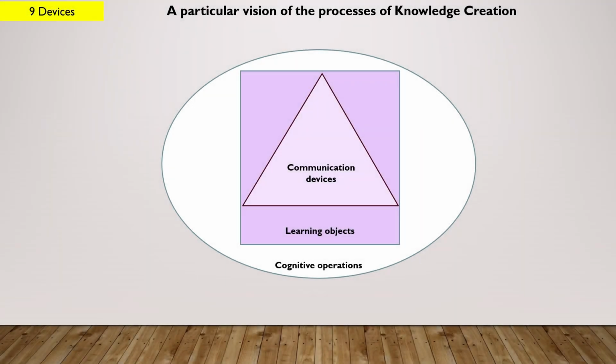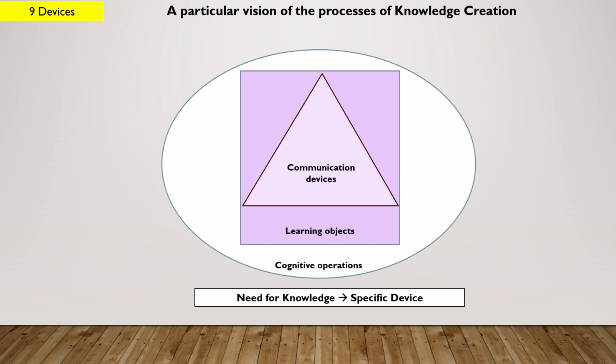This video discusses a vision of the processes of knowledge creation that highlights the connections between cognitive operations, learning objects and communication devices, such that each need for knowledge must correspond to a specific device that satisfies it. Let's examine it through the following progressive table.